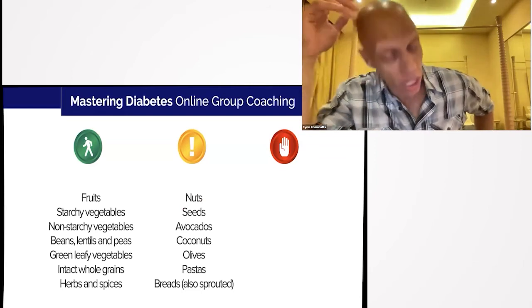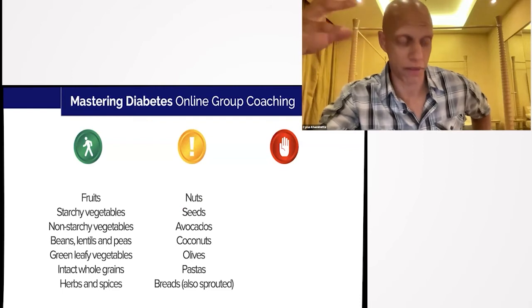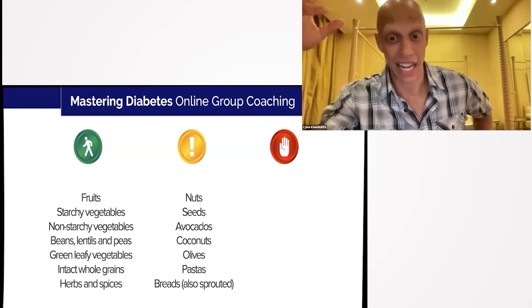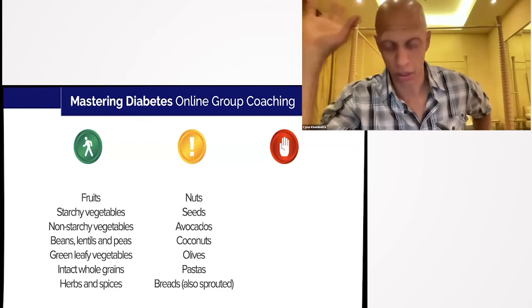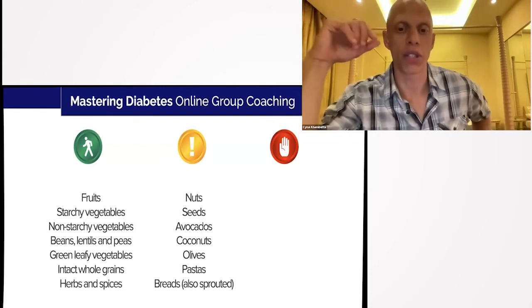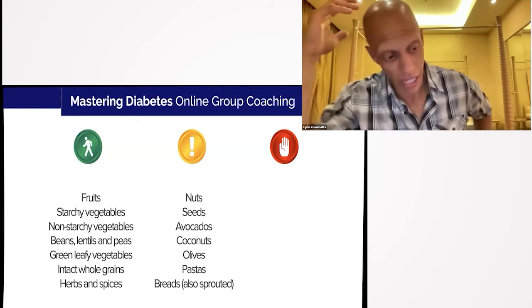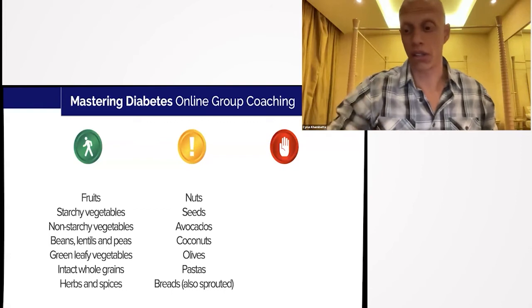And these yellow light foods are nuts, seeds, avocados, coconuts, and olives, which are plant foods that tend to be rich in fatty acids. And so as a result of that, we say you can go ahead and eat them. Just be aware of how much you're eating, a little bit goes a long way. And then we also put pastas and breads in this category because pastas and breads tend to be processed. And as a result of that, they can cause blood glucose irregularities.